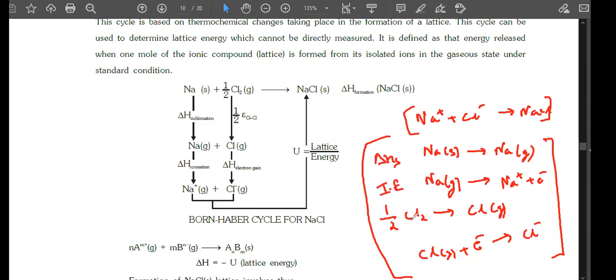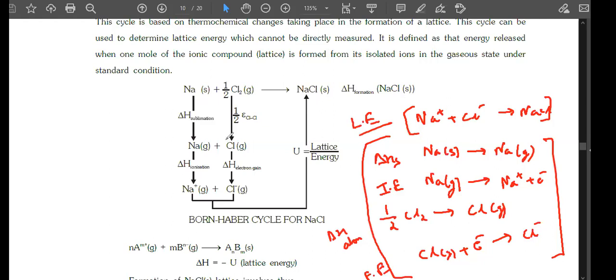Okay. Now in this case, Cl2 is broken down into atoms. So this is called delta H atomization, in which the bond is broken, or delta H dissociation, doesn't matter, right? And the last one is your electron affinity. And this, tell me, what is this? This is your lattice energy, right?